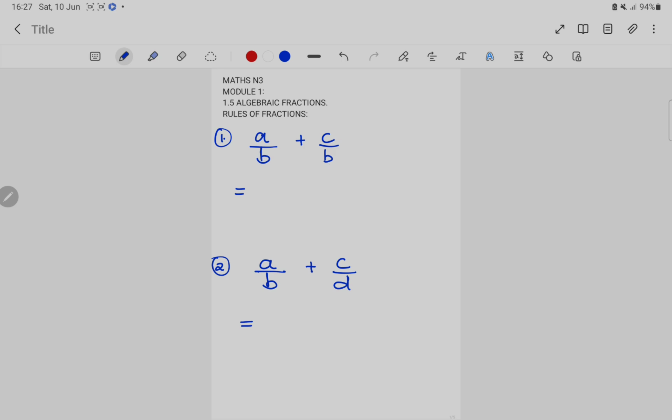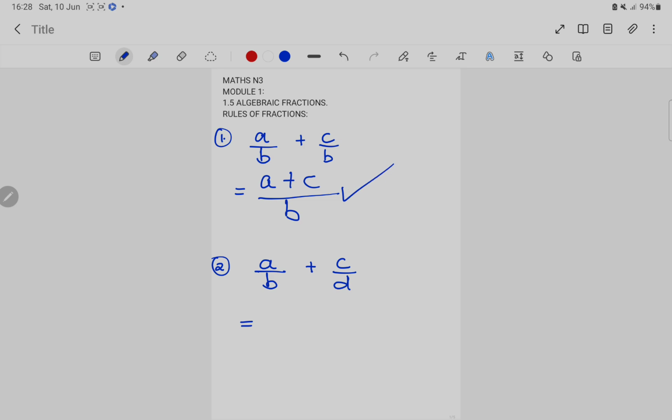Then the question is, are the denominators the same with these fractions? The answer is yes. So what is the common denominator? It is B. So our common denominator is B. Then we just add the numerators, A plus C. So the denominator is B, and then we just add A plus C. So this is our final answer.